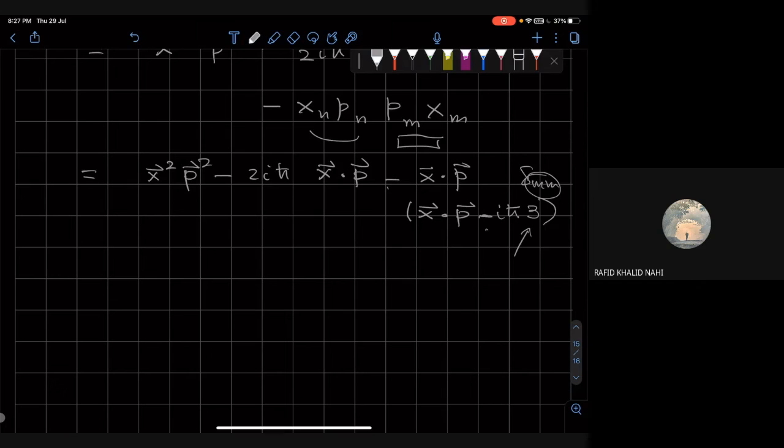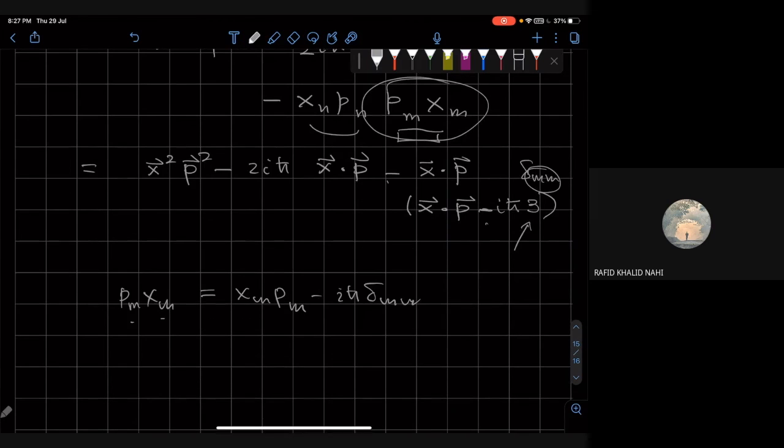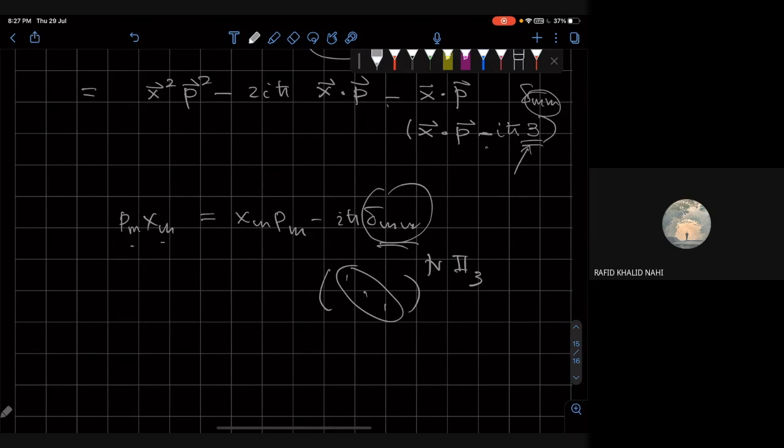So this step wasn't clear to me. Could you break it up a little bit? Yeah, please let me explain. So what I'm doing is I'm taking this guy, pm xm, because this is a repeated index, there's a sum over this. So I can write this as xm pm minus i h bar delta mm. So delta mm is you're summing the diagonal elements of a 3x3 matrix. This guy is nothing but the trace of I3. So that's why you get this 3.